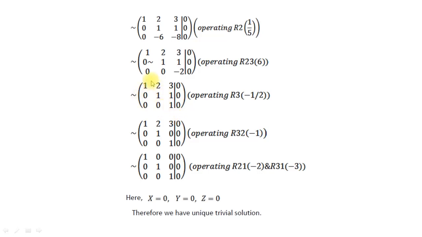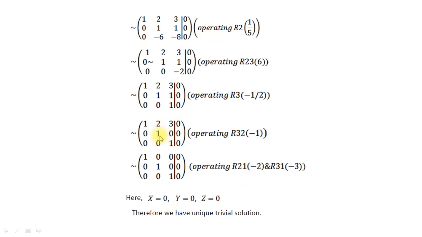Now to reduce this matrix into reduced row echelon form, we try to make this number 0 and this number 0 and this number 0. So subtract the third row from the second row, and we obtain 1 2 3 0, 1 0 0 0 1. Now multiplying the second row by 2 and subtracting the result from R3, and multiplying the third row by 3 and subtracting the result from R1.